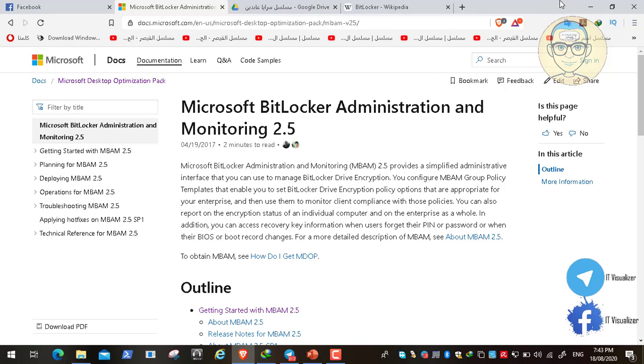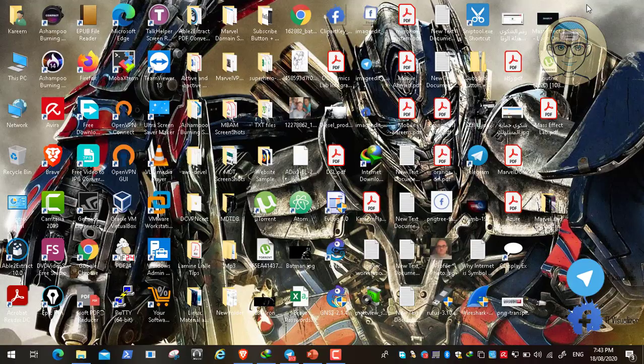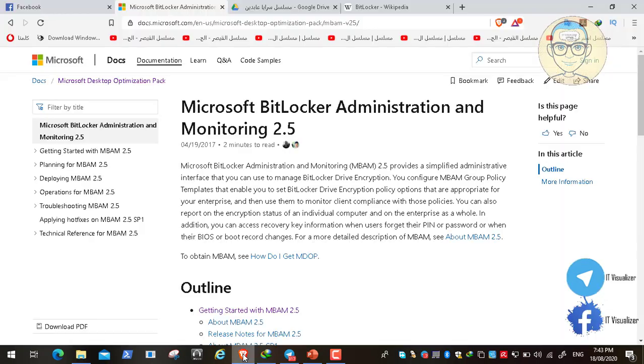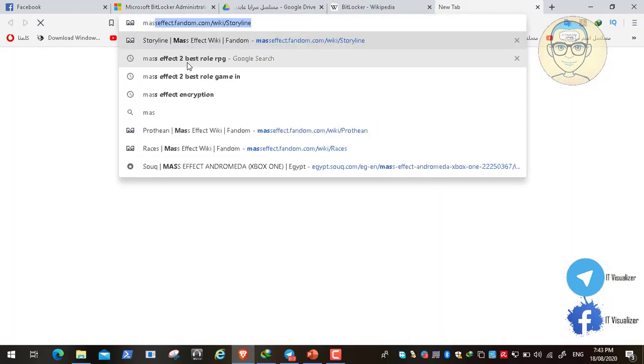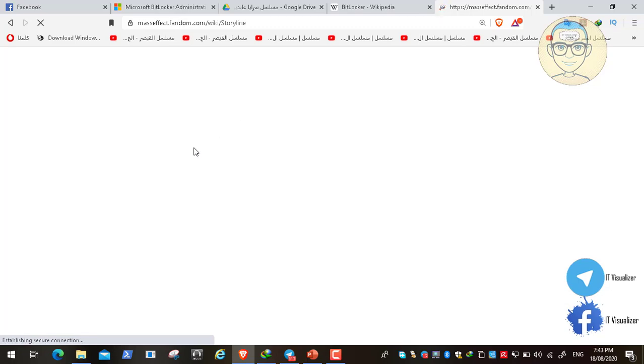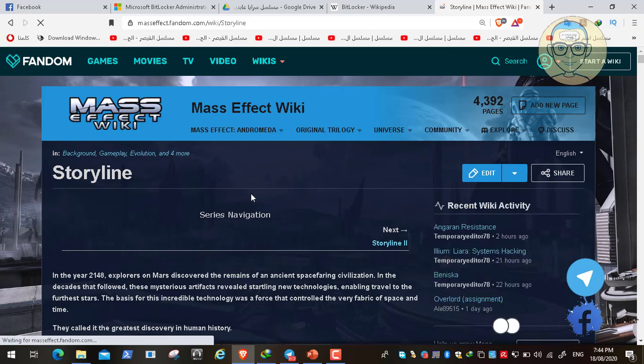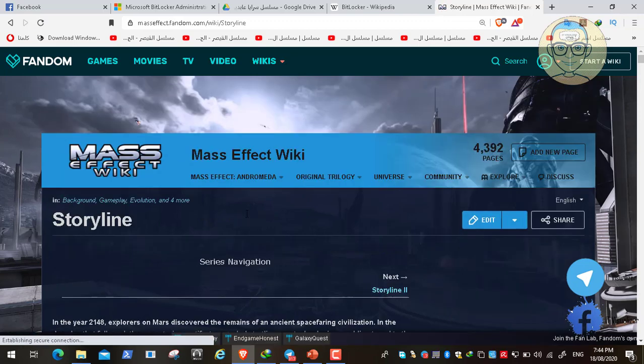Okay, so why have we named this lab Mass Effect? Actually, Mass Effect is a very famous game. It's a third-person RPG, a third-person role-playing game. If someone likes science fiction movies or the science fiction universe, this is a very, very good game. It took the award for best game in 2014, as the best third-person role-playing game. Okay, so this is a very good game.